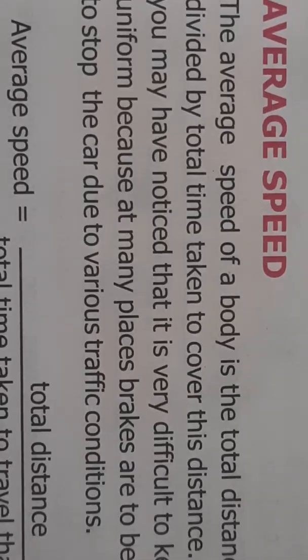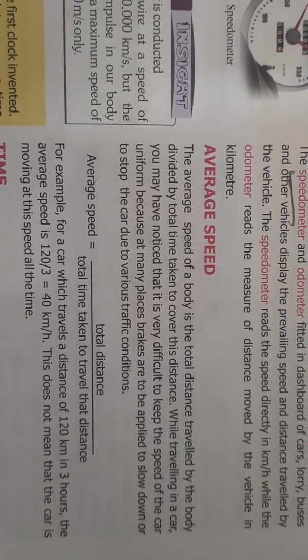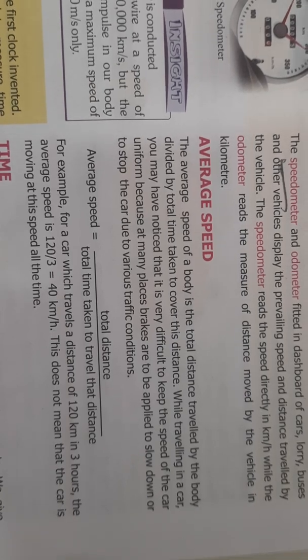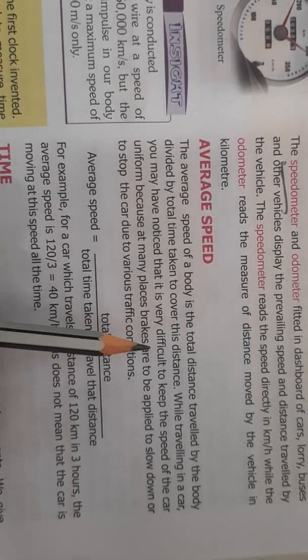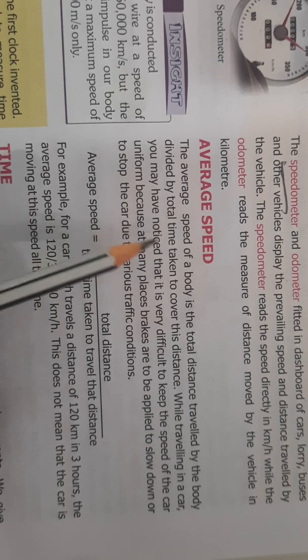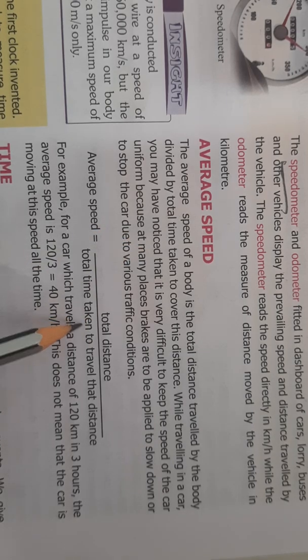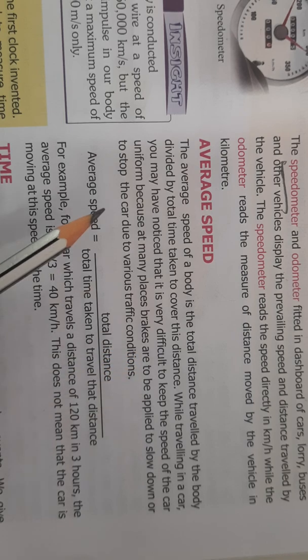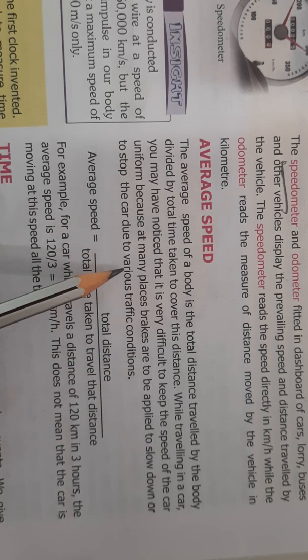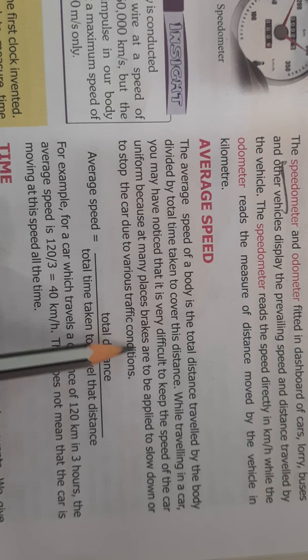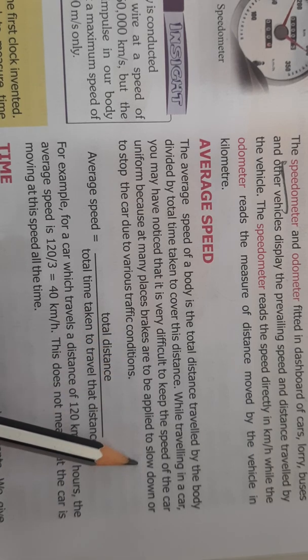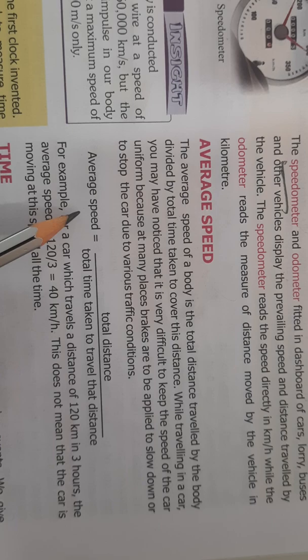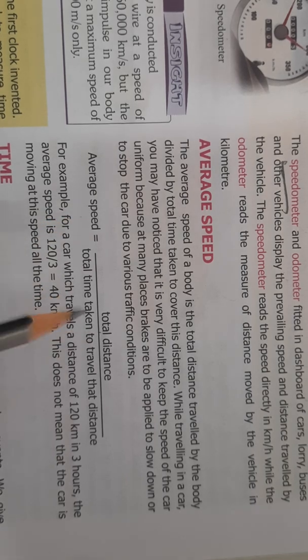Okay, now we come to average speed. What is average speed? Average speed of a body is the total distance traveled by a body divided by the total time taken by the vehicle. Now, while traveling in a car, you must have noticed that it is very difficult to keep the speed of the car uniform. Just now I told you why. Because you have to apply brakes every now and then to slow down or to stop the car. So the average speed is total distance upon total time taken.